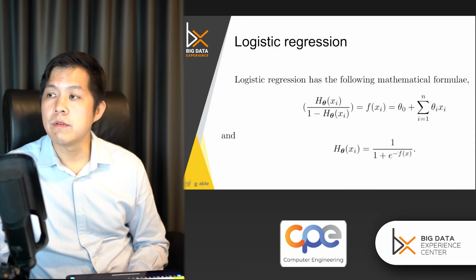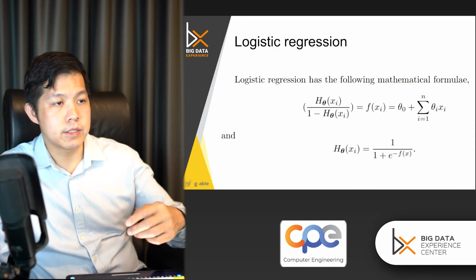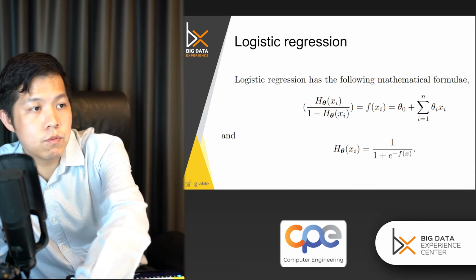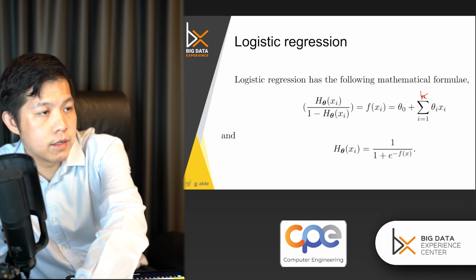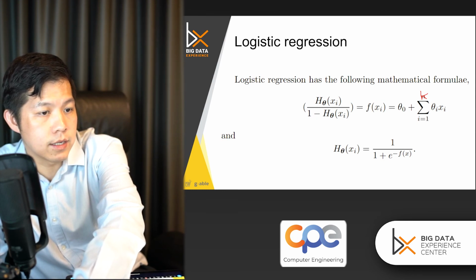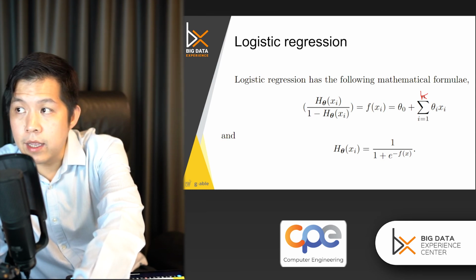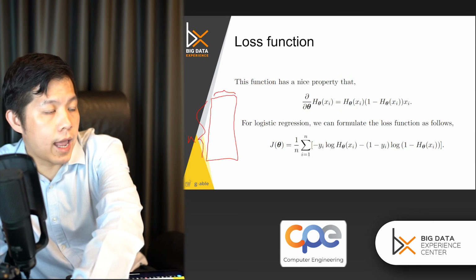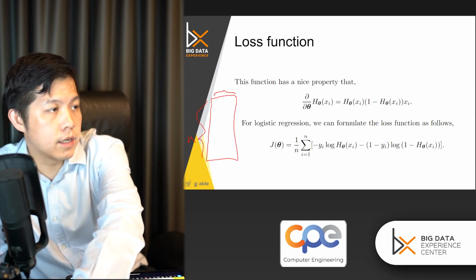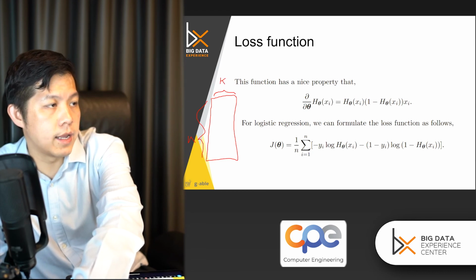Oh, I see what you asked. Sorry, this is a mistake. This one should not be n. Say it's k. Shouldn't be n. This is a mistake. Thank you for asking. This is k, the number of parameters, and this n is actually the number of points. This is k and n. All right.